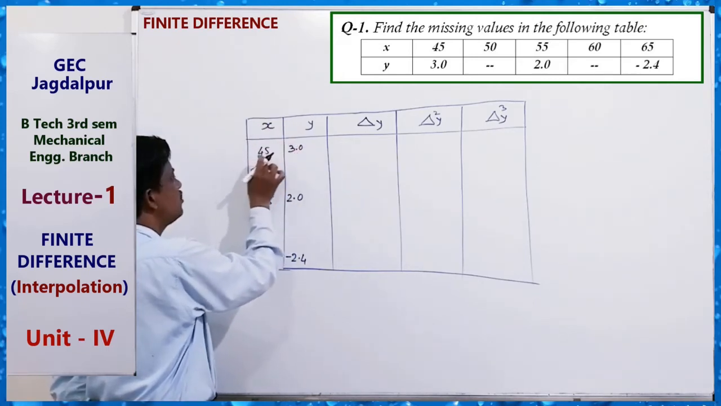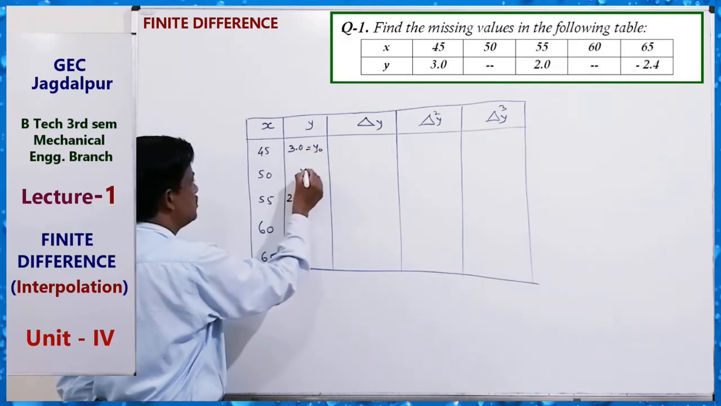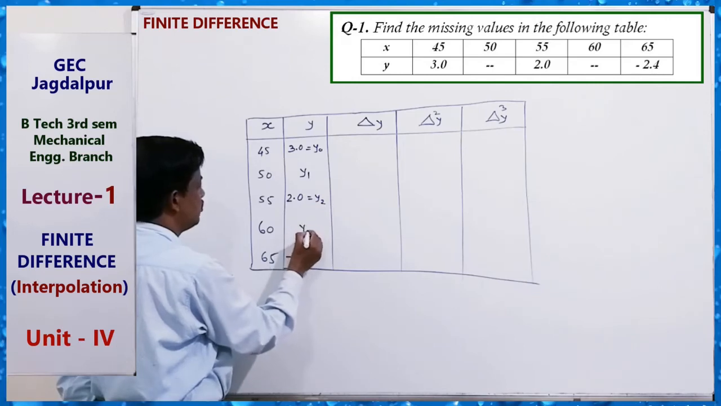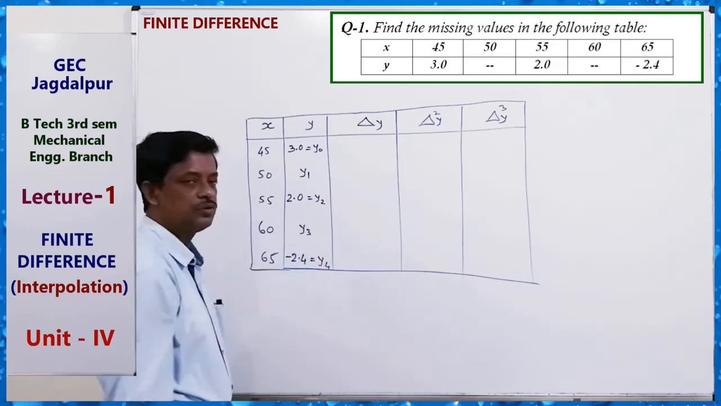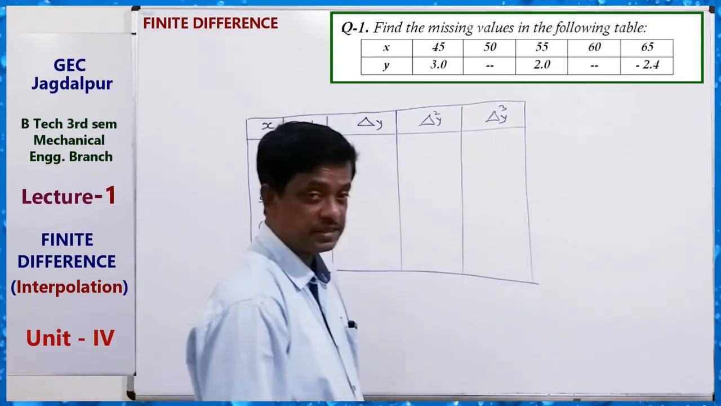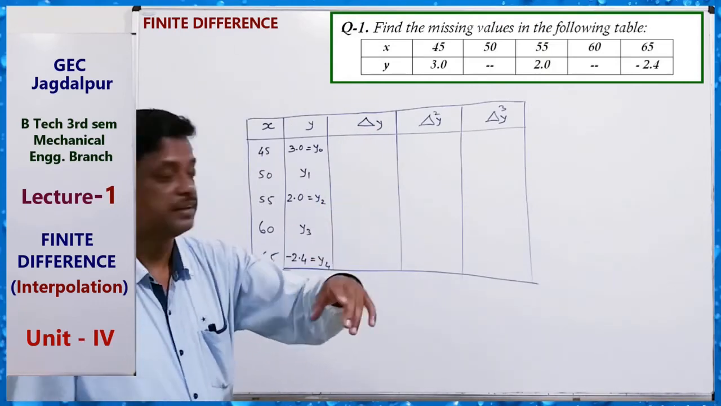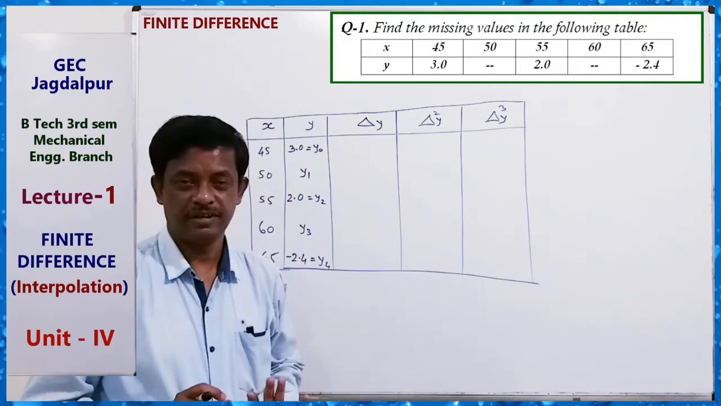So we can prepare this table, and from here this is x0, then y0. This is y1, this is y2, this is y3, this is y4. This will be the notation. Okay. Here, how many entries are given? 1, 2, 3 entries are given.